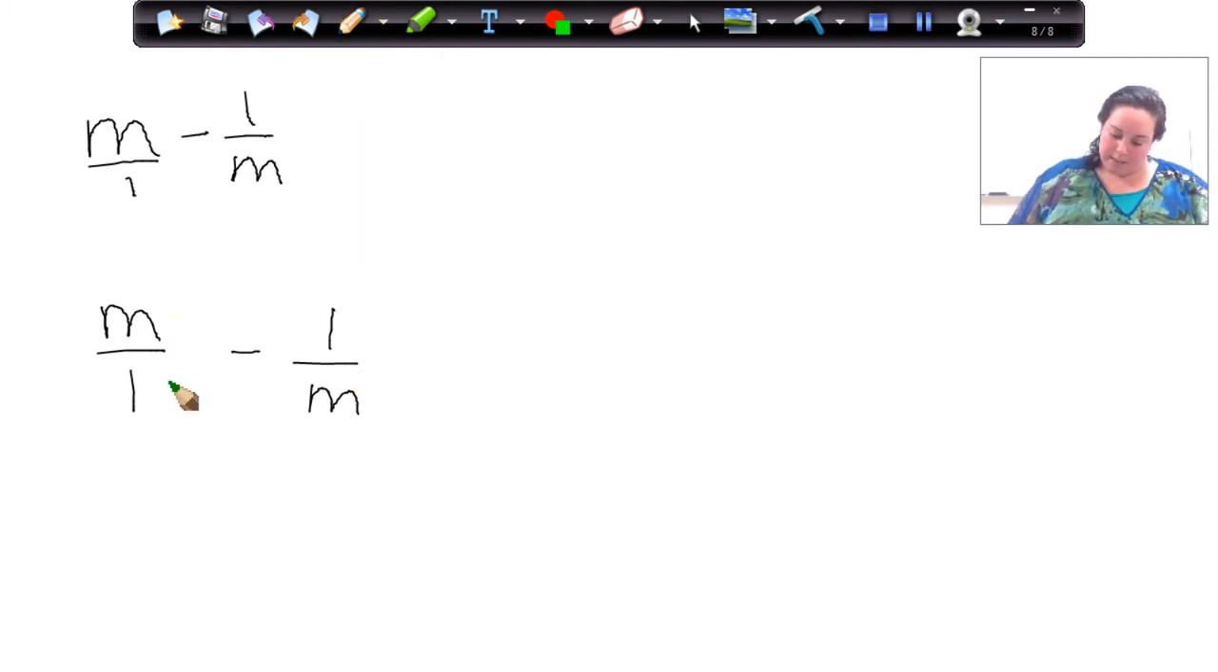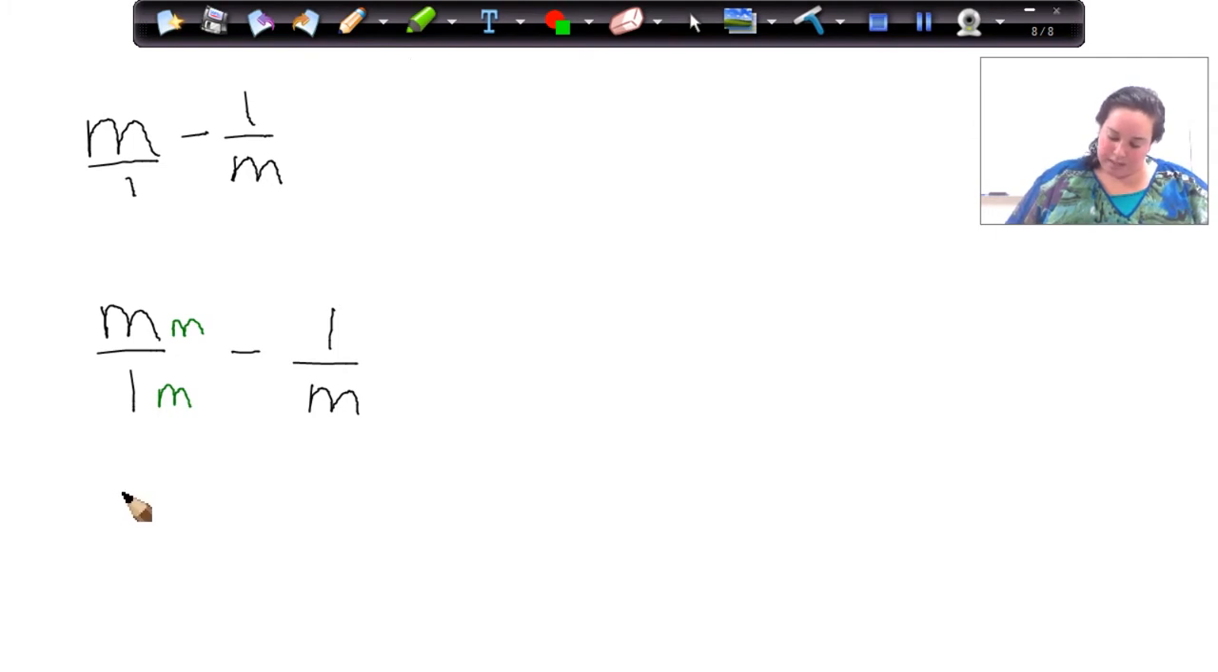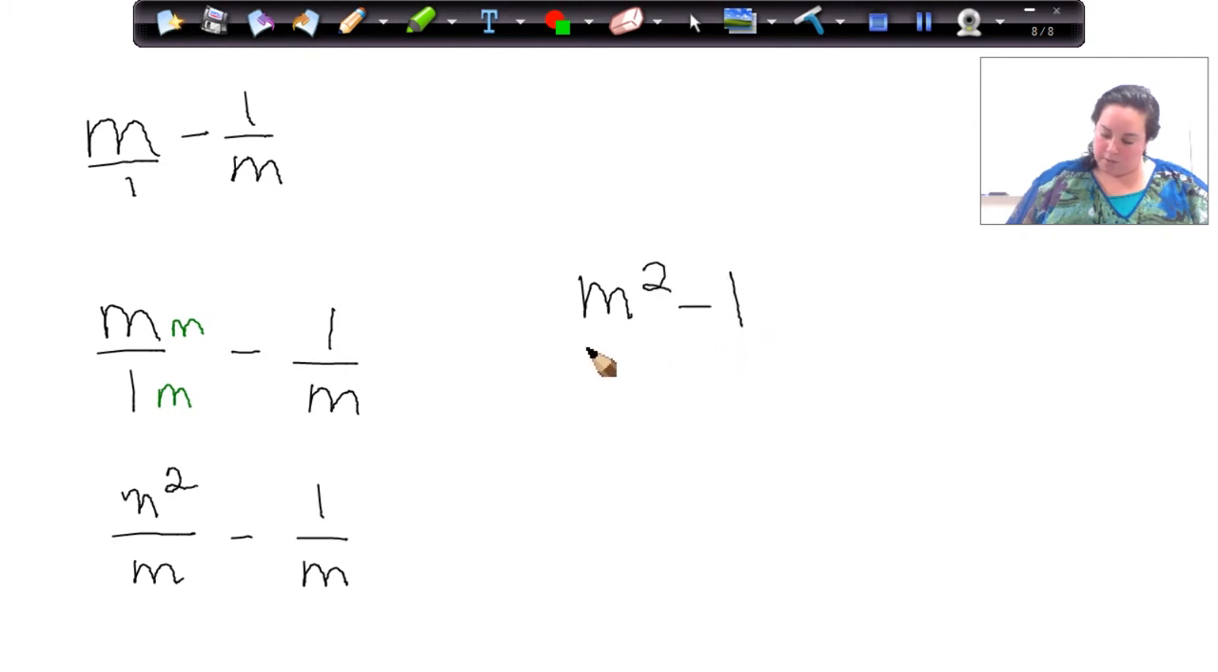We need to multiply this by m to get the correct denominator here, which means we need to multiply by m here as well. So this will be m squared over m minus 1 over m, which now we have the correct denominator. We get m squared minus 1 over m. Alright, so that's for our first one.